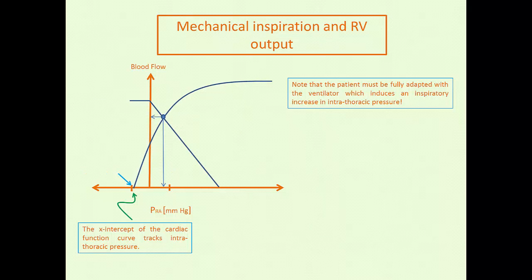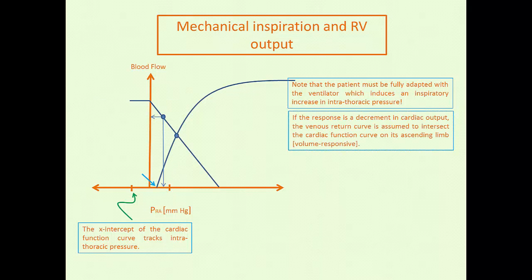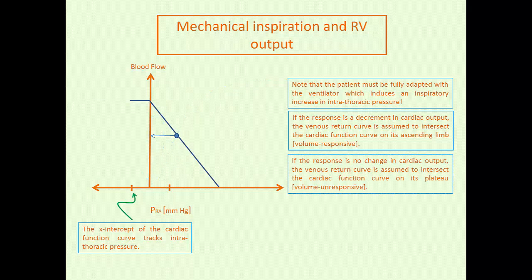So with mechanical ventilation, the increase in intrathoracic pressure shifts the cardiac function curve rightwards relative to the systemic venous return curve. You have a decrement in your cardiac output from here to here, okay? And that is a good indicator that the cardiac function curve is intersecting on its steep or ascending portion.